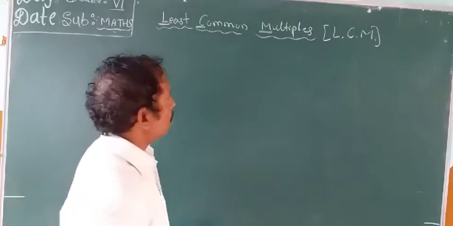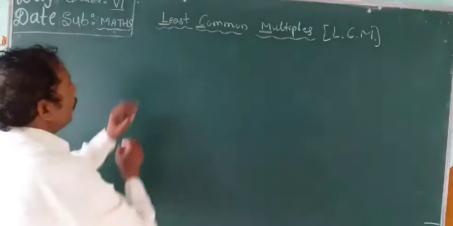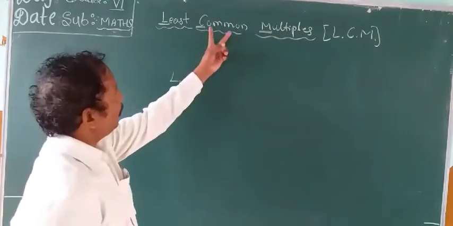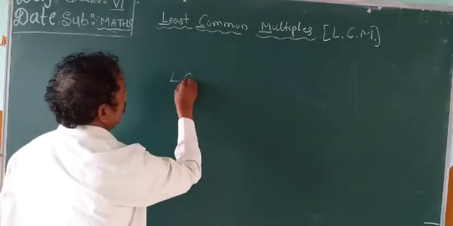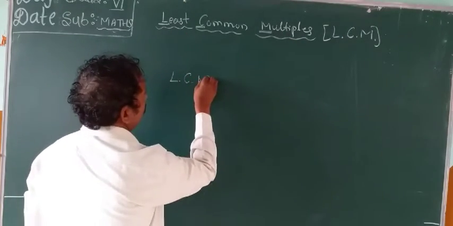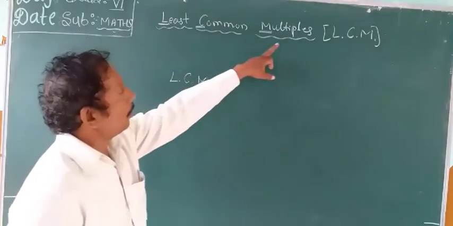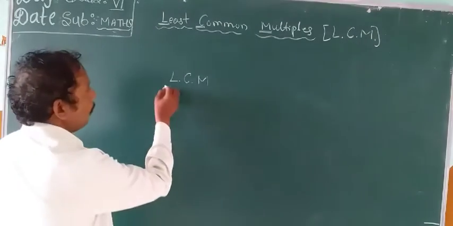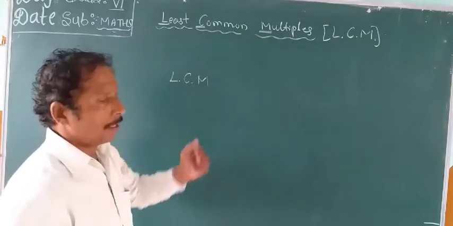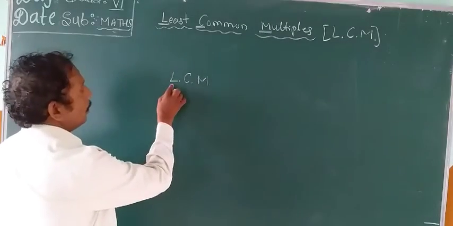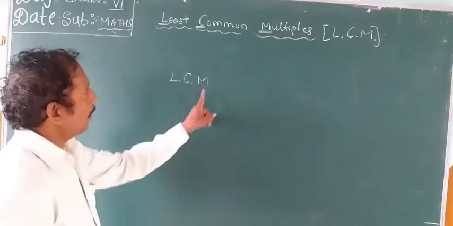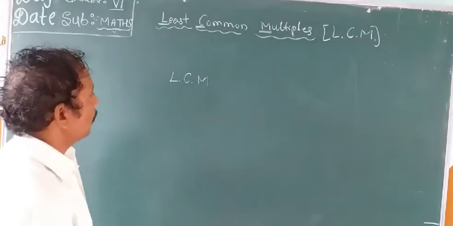Least common multiples. In the word least, take the first letter L. In the word common, take the first letter C. In the word multiple, take the first letter M. So least common multiple is known as LCM. LCM means least common multiple. L stands for least, C stands for common, and M stands for multiple.